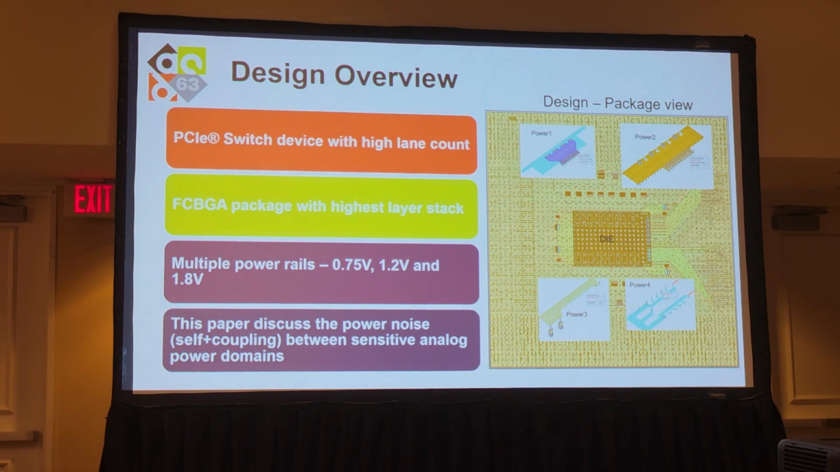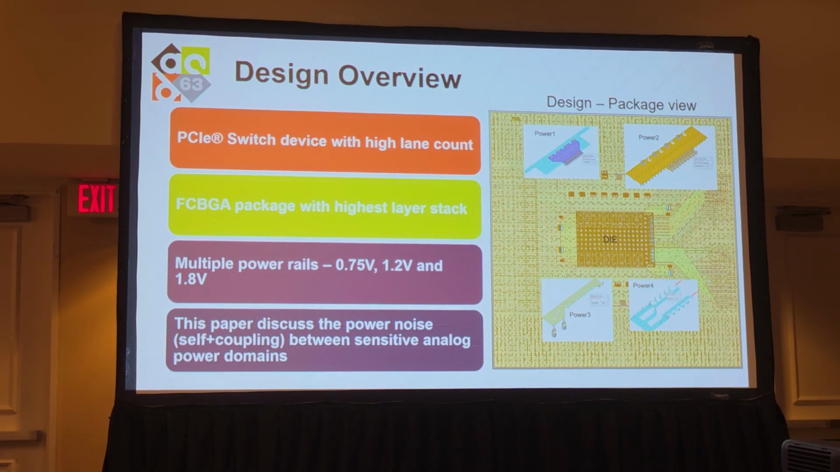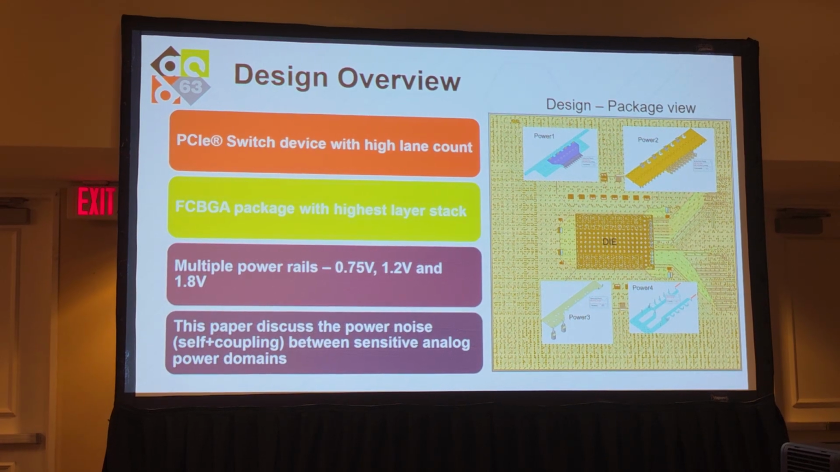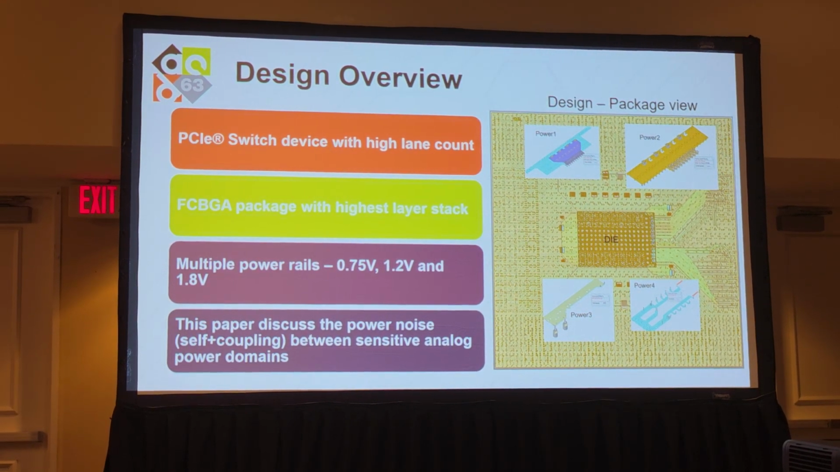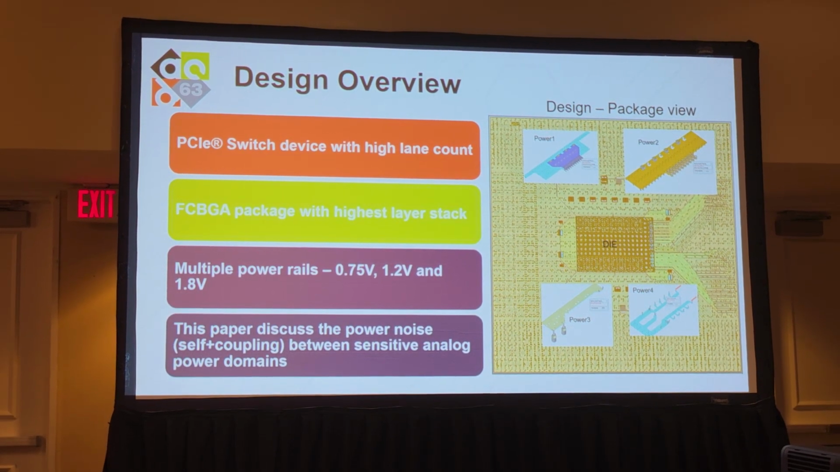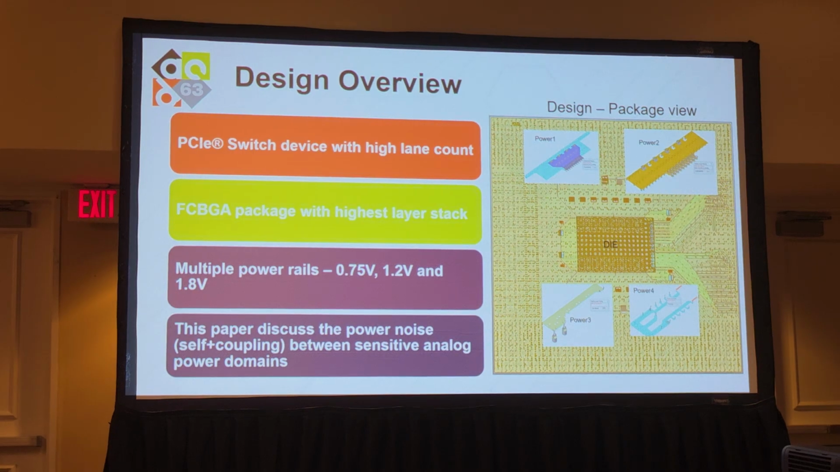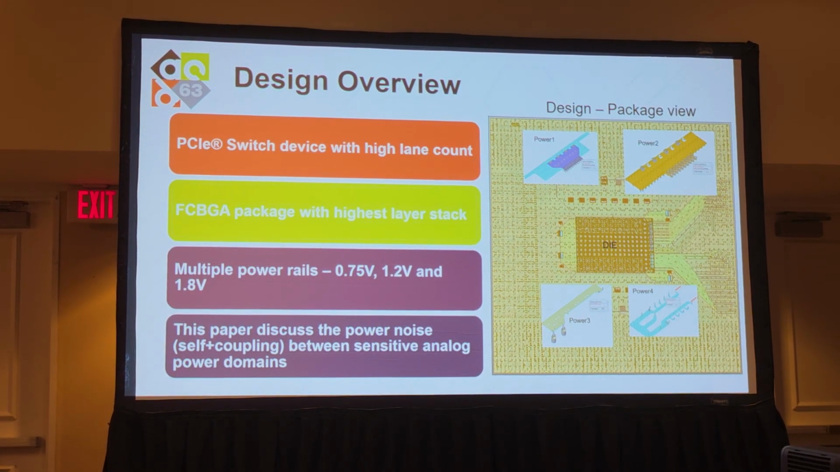So what's the problem space look like? We have this 55 by 55 millimeter package. We have 4 power rails that we're interested in characterizing. And we're going to, as I said, use Redhawk to characterize the die, and then the CPA tool to characterize the full system.